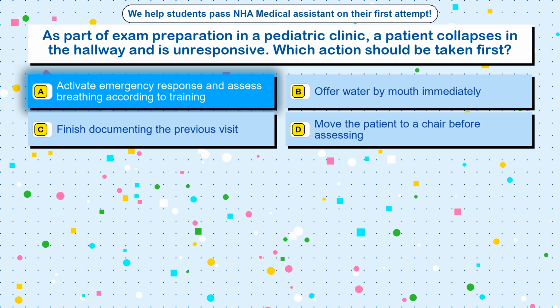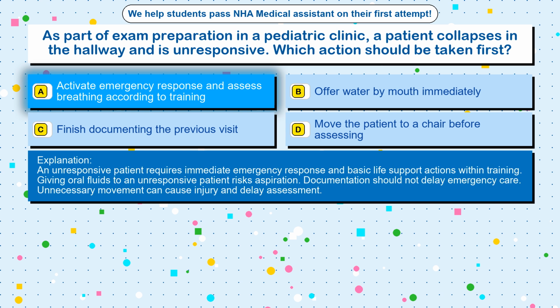Activate emergency response and assess breathing according to training. An unresponsive patient requires immediate emergency response and basic life support actions within training. Giving oral fluids to an unresponsive patient risks aspiration. Documentation should not delay emergency care. Unnecessary movement can cause injury and delay assessment.